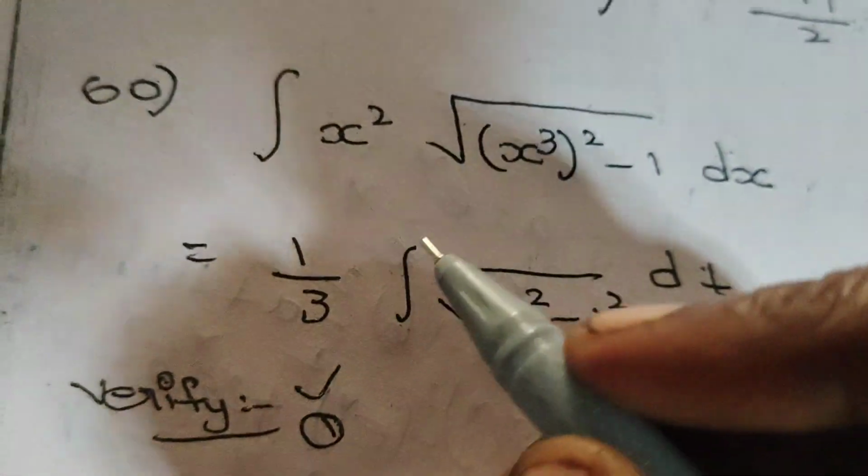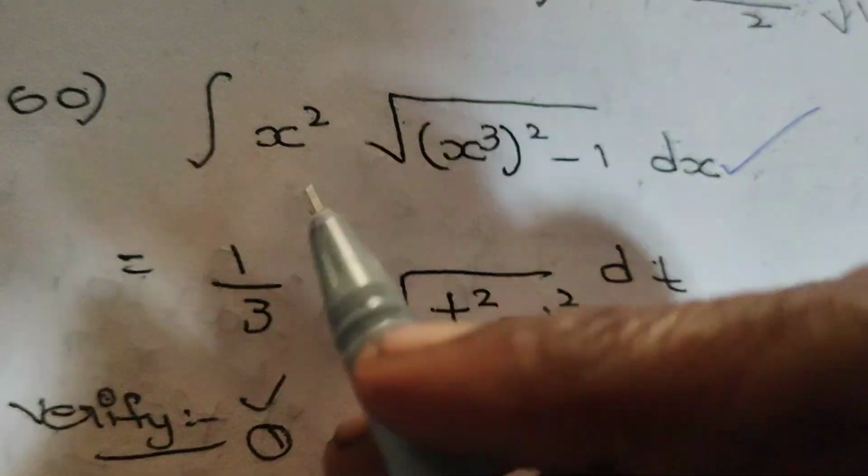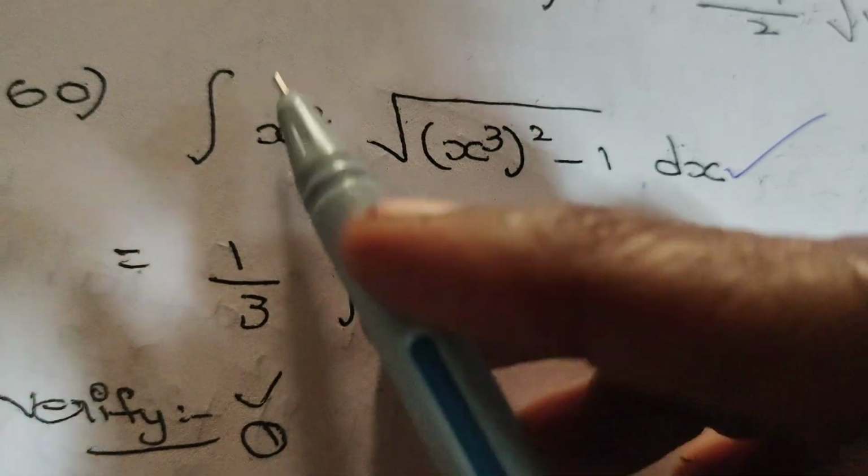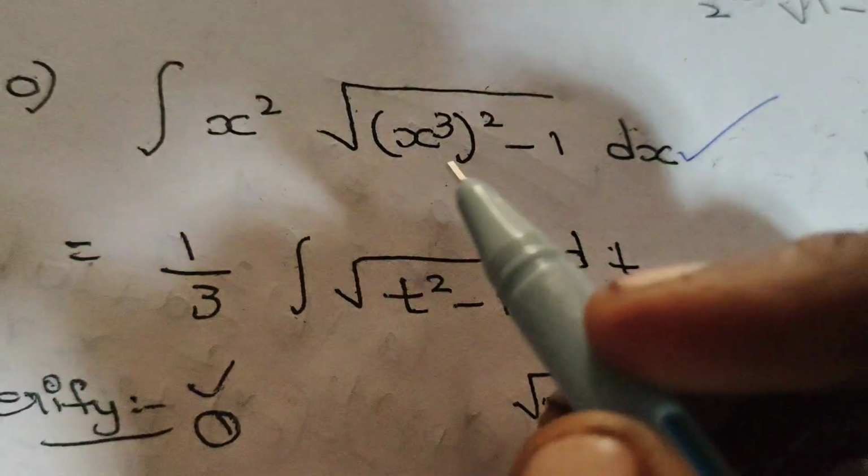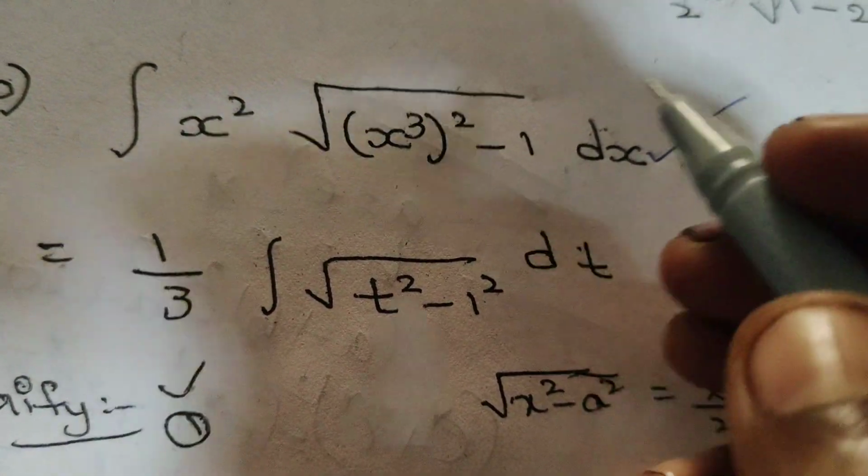This is Dr. Reti. Today we are going to explain this evaluated integral problem: the integral of x times the square root of (x cubed) squared minus 1 dx.